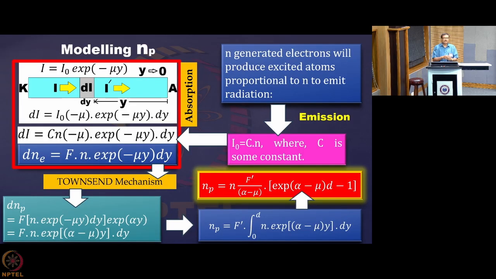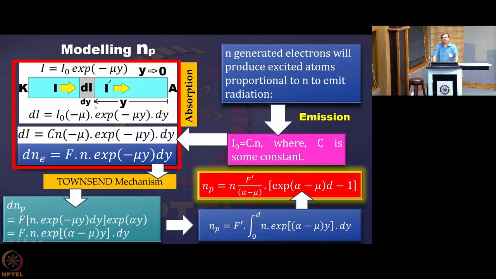In doing so, we want to derive the condition when the number of electrons reaching the anode will be infinite, because that corresponds to the breakdown of the gas that we have filled within the plasma tube. Now let us consider a very small elementary length dy in the gas, some distance y away from the anode. Suppose some intensity is now falling on this dy length, and that intensity will get reduced because of absorption, and it will become I dash when it comes out from that elementary length.